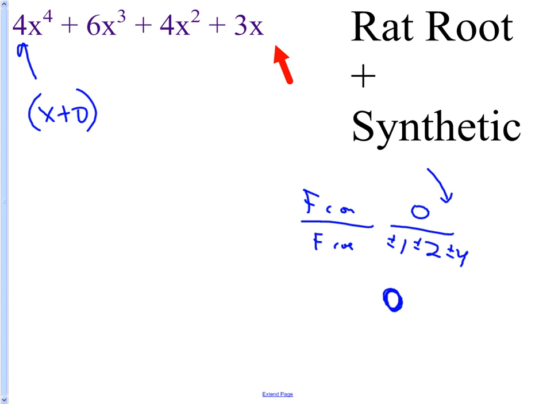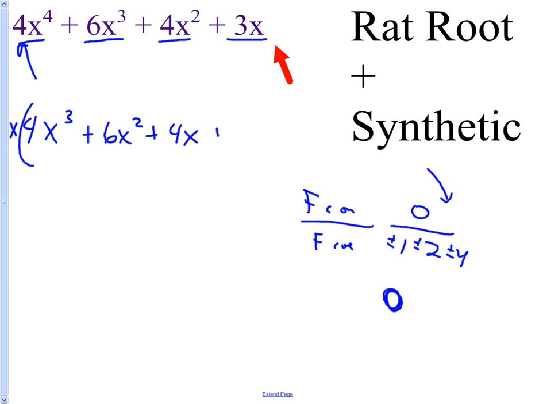So when you're factoring that out, x plus 0 is the same as just factoring out an x. And if you think about that, that just means factor an x out of everything. You see how that gets a lot easier as soon as I factor an x out of everything? I end up with, sorry, x comes out to the front, 4x to the third plus 6x squared plus 4x plus 3.